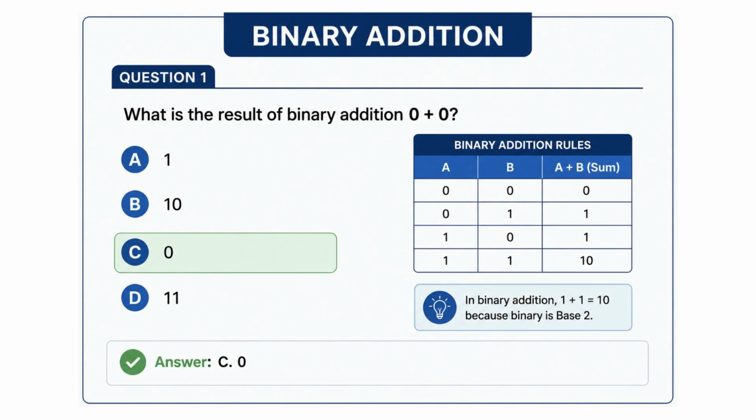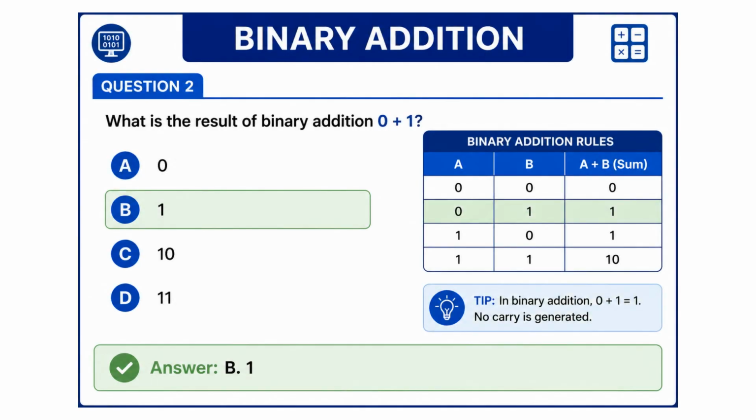Let's begin with a simple question. What is the result of binary addition? 0 plus 0. Remember, when we add 0 and 0, the answer is simply 0. So, the correct answer is option C, 0. A good rule to remember is 1 plus 1 equals 10, because binary uses base 2.